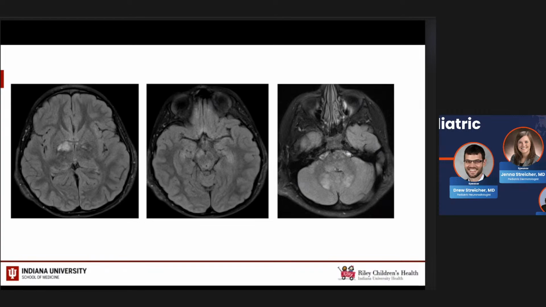You can have them in dorsal thalami, hippocampi, medial temporal regions, as you said, brainstem, dentate nuclei, and cerebellar white matter. Usually they're more ill-defined, don't have those circumscribed margins, to help differentiate from a low-grade glioma, because as Jenna said, these patients certainly have an increased risk for developing low-grade gliomas as well.